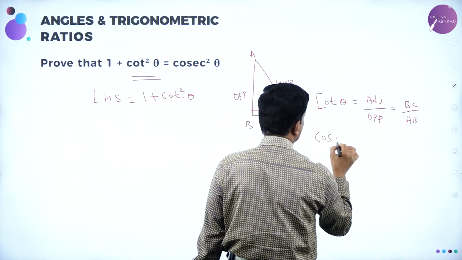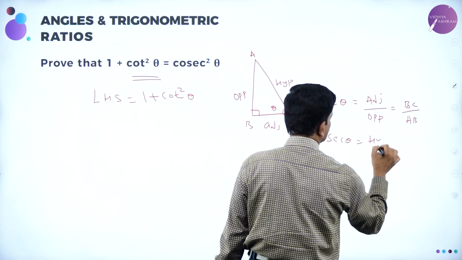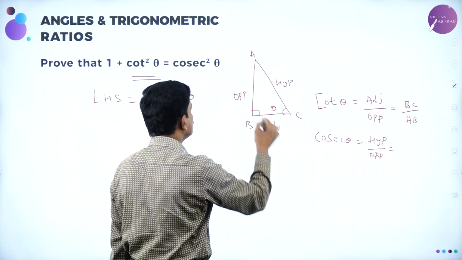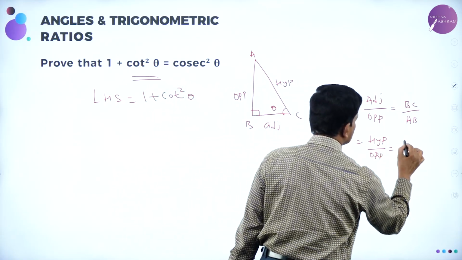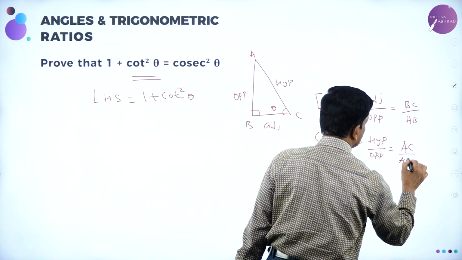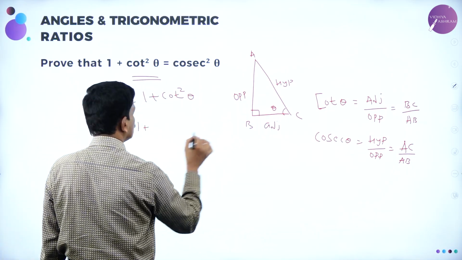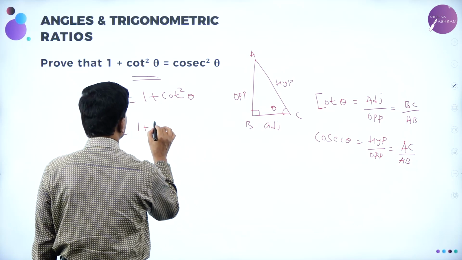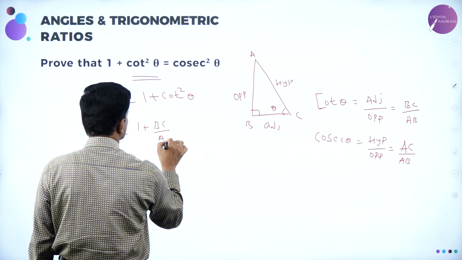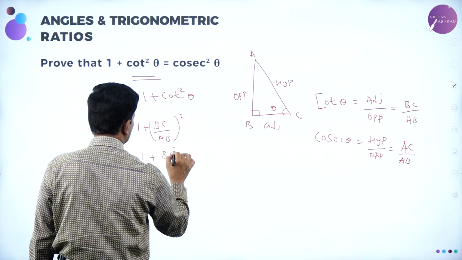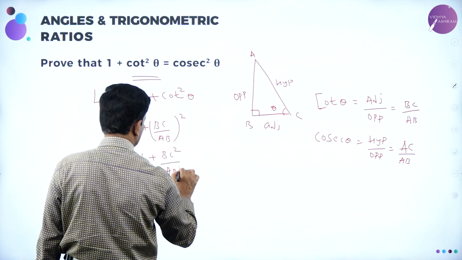And write down cosecant theta. What is cosecant theta? Hypotenuse by opposite. Hypotenuse is AC, opposite is AB. AC divided by AB. Okay, now let us substitute here. 1 plus, what is cot theta? BC by AB, whole the square. So this can be written as 1 plus BC square divided by AB square.